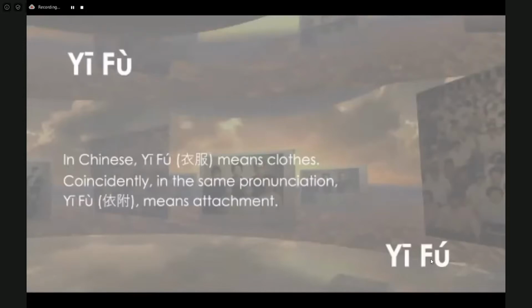In Chinese, Yifu means clothes. Coincidentally, with the same pronunciation, Yifu means attachment. From Yifu to Yifu, it suggests a liaison between the two vocabularies. The physical action of wearing clothes may lead to an internal transformation in having a special relationship with the item itself.